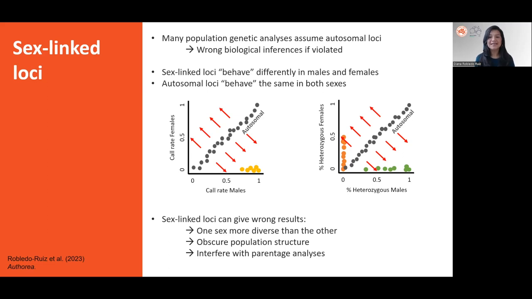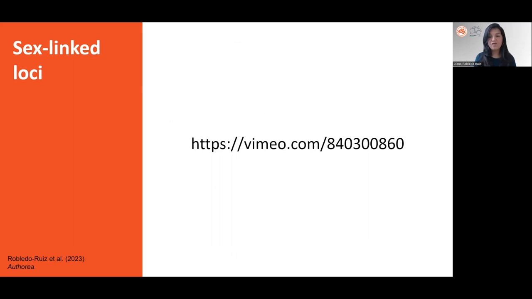Filtering sex-linked loci is critical because the presence of sex-linked loci can give wrong results. For example, they may indicate that one sex is more genetically diverse than the other when this is not true. They can also obscure real population structure by dividing the population by sex, and they can interfere with parentage analysis results. If you want to know more about sex-linked loci, you can watch the video in this link.